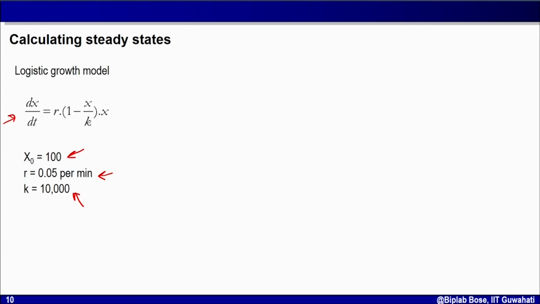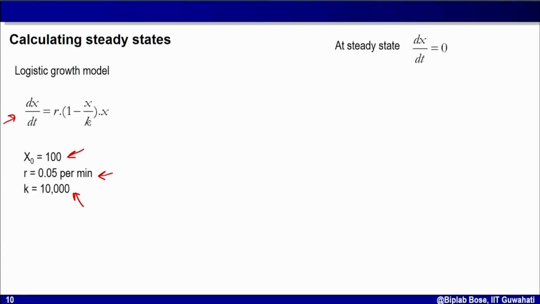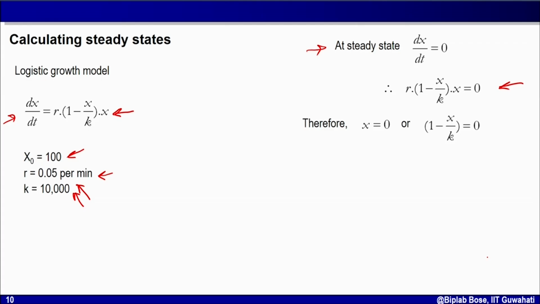I want to find out the steady states for this system. That means I want to find out the values of x for which dx/dt will be equal to 0. How do I use algebra to do that? By definition, at steady state dx/dt is equal to 0. That means r into (1 minus x by k) into x is equal to 0, because that's what the ODE is telling me. Now once I have this relation, and r is non-zero, that means either x equal to 0, or 1 minus x by k is equal to 0.